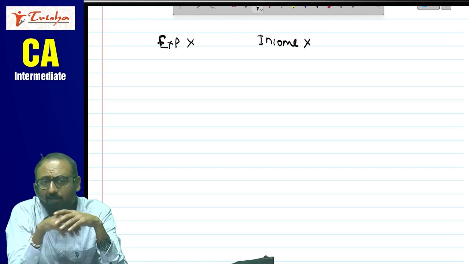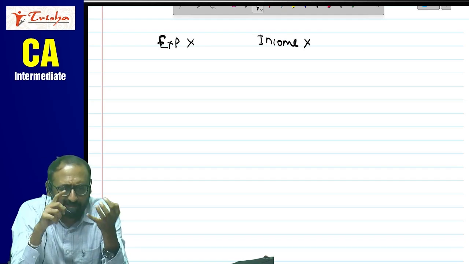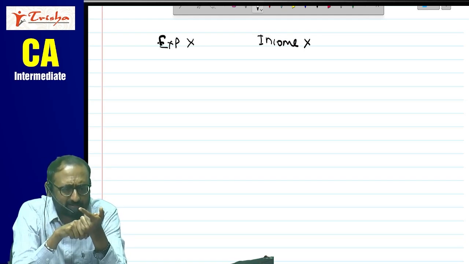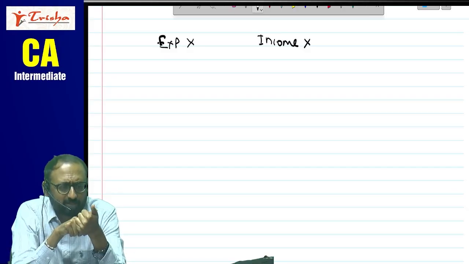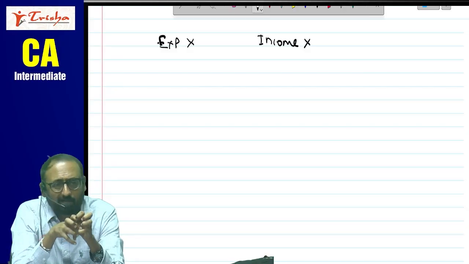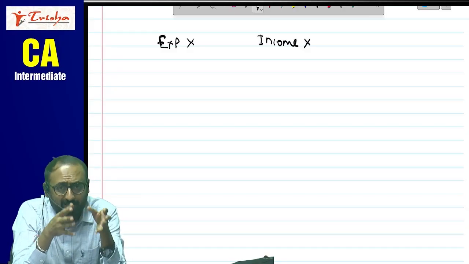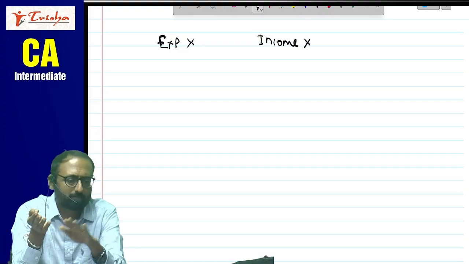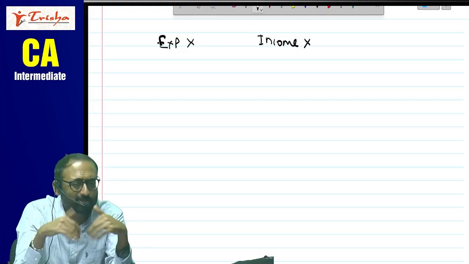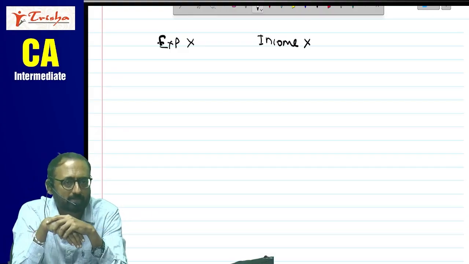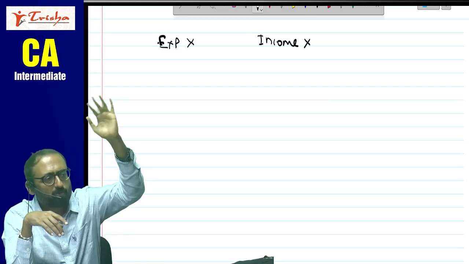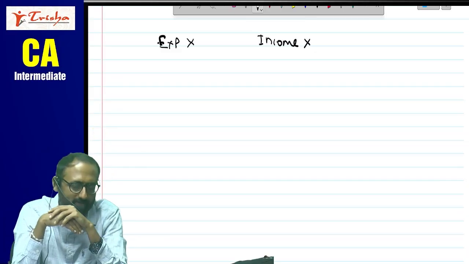Next, sir, income not considered, like rent received, interest received, dividend received, share transfer fee received, then bad debts recovered. If these incomes are not considered in costing, but are considered in finance, whose profit will be more and whose profit will be less? Finance profit will be more, costing profit will be less.